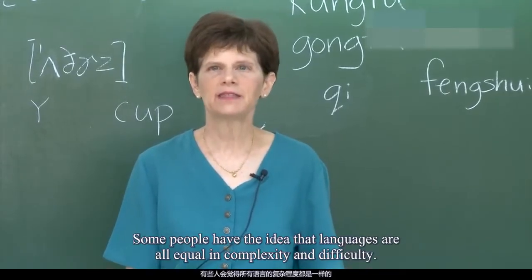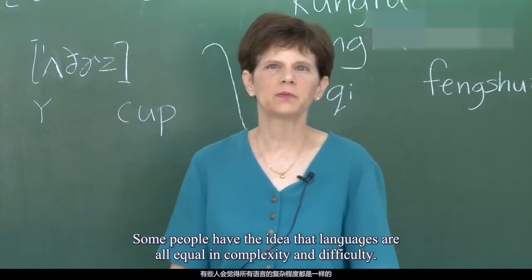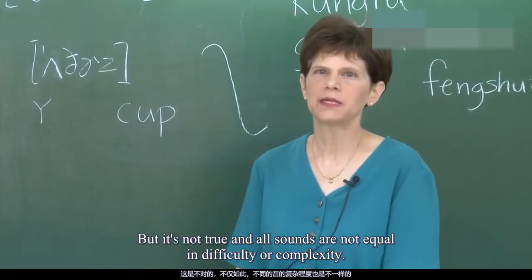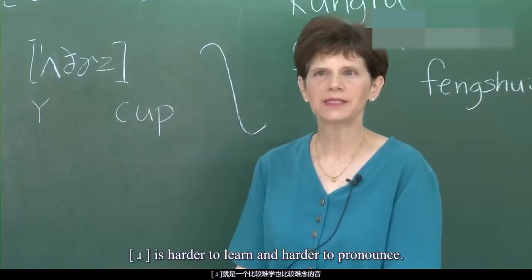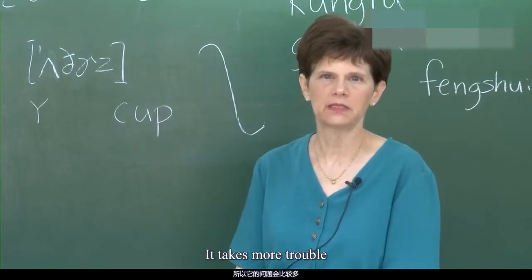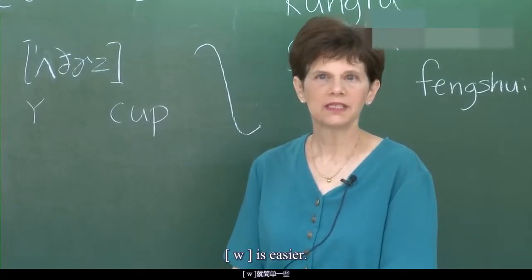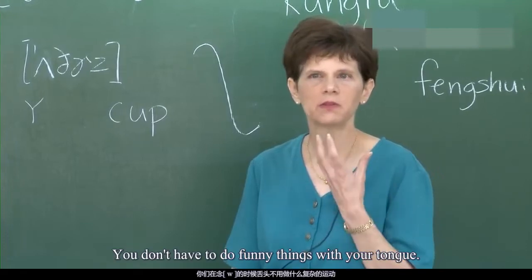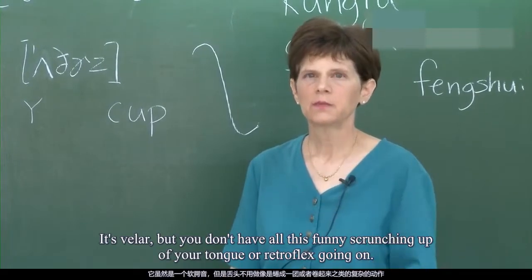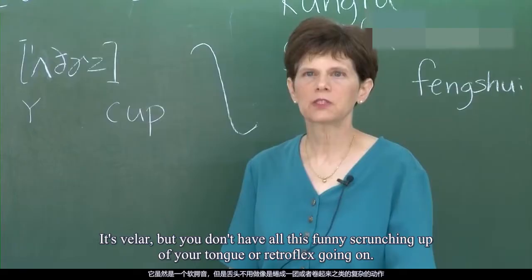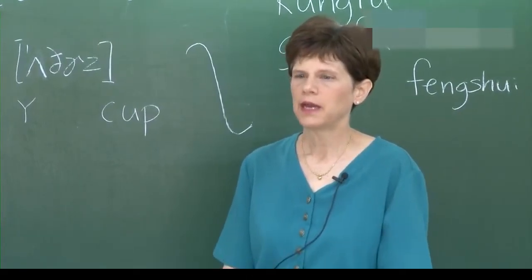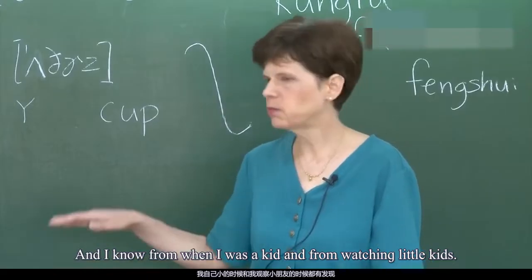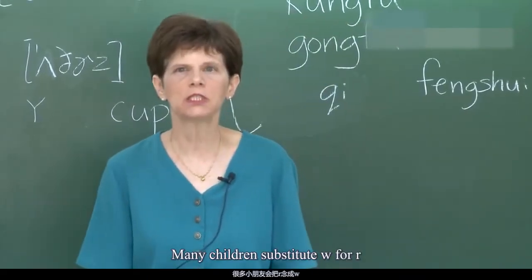Some people have the idea that languages are all equal in complexity and difficulty, but it's not true. And all sounds are not equal in difficulty or complexity. R is harder to learn and harder to pronounce. It takes more trouble. W is easier. You don't have to do funny things with your tongue. It's velar, but you don't have all this funny scrunching up of your tongue or retroflex going on. W is easier.